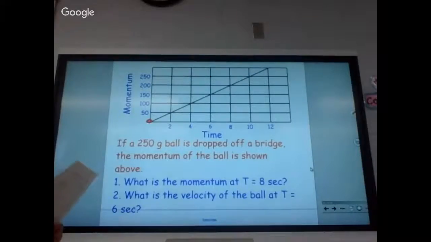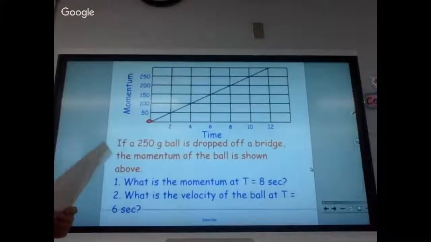Okay, and B, at what time did the ball have the greatest momentum? What was the peak momentum value? All right, so where's the greatest momentum at this point? Where would you tell me it's at? All right. At what time would it have the greatest momentum?